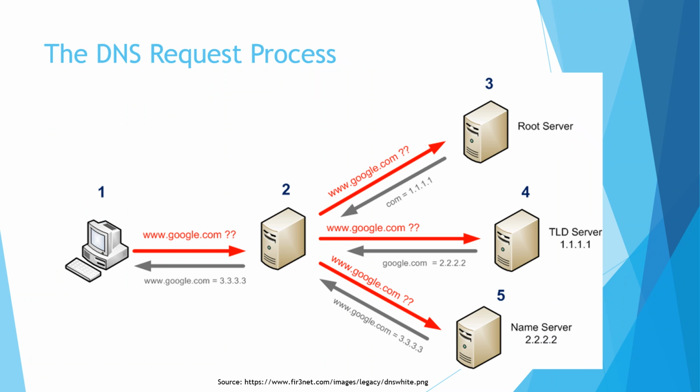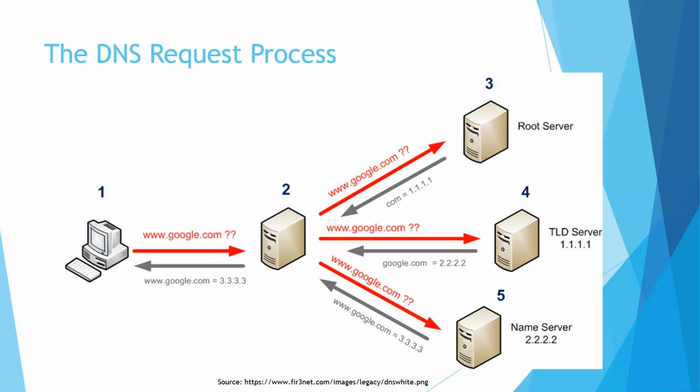So this is, generally speaking, how we go through the DNS request process. We have a client at number one, and we want to ask, what is www.google.com? Number two is our recursive DNS server, which is going to perform the iterative queries to the other servers. The DNS server at number two is going to check its cache and ask, do I have an IP address for www.google.com? In this case, no, we don't.